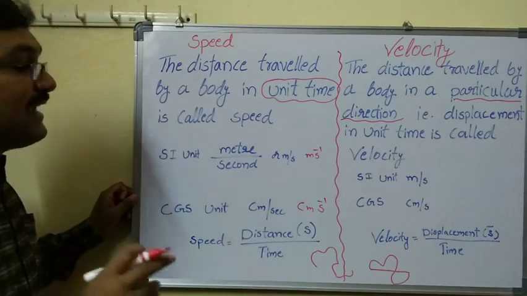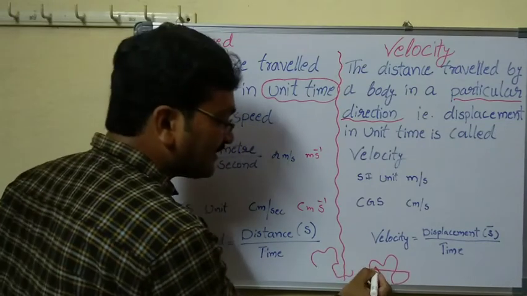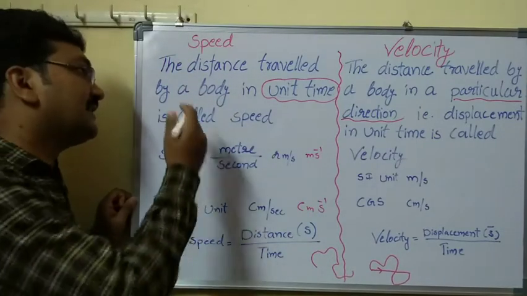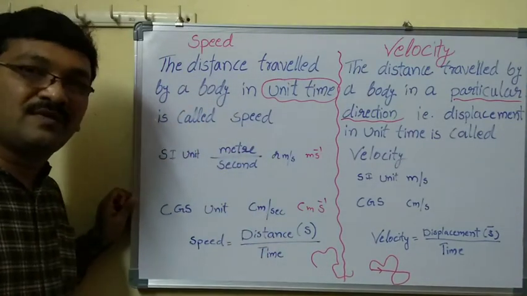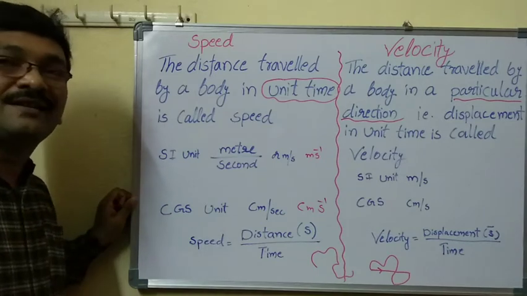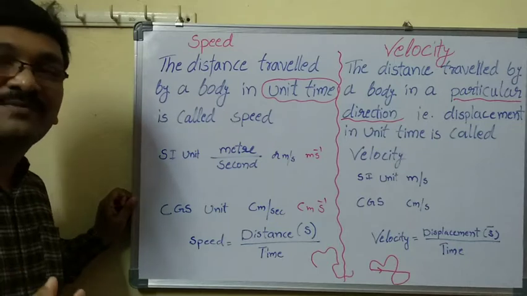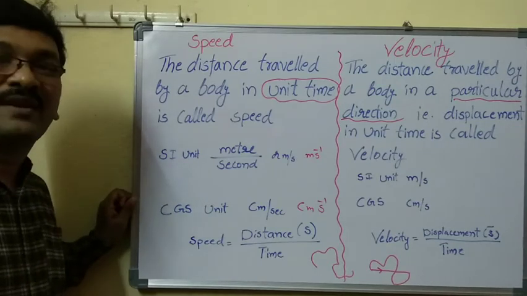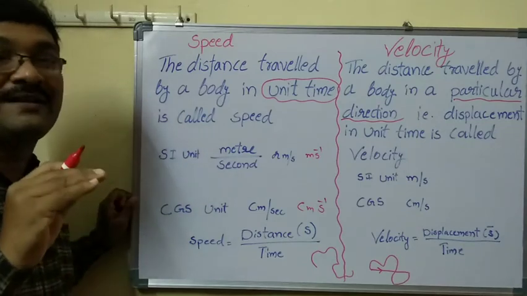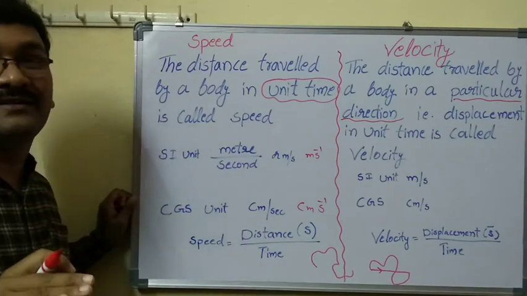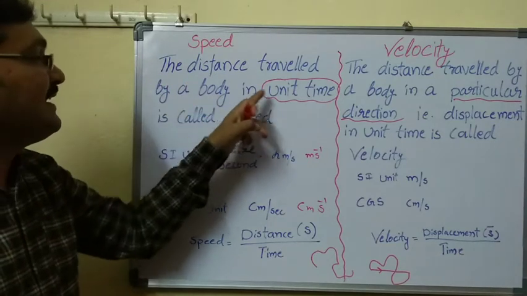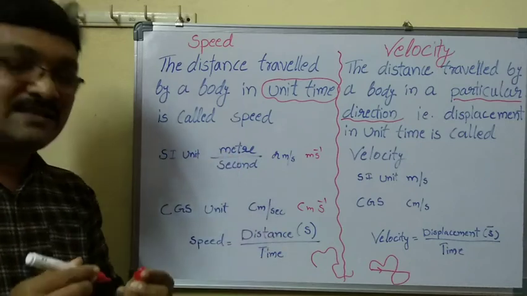Here the direction is important. We must know the direction. In speed, we don't need to know which direction. Suppose a bird is flying at 60 kilometers per hour, in which direction we don't know. But when we come to velocity, we must know the direction, and that we will consider. The distance traveled by a body in a unit time is called the speed.